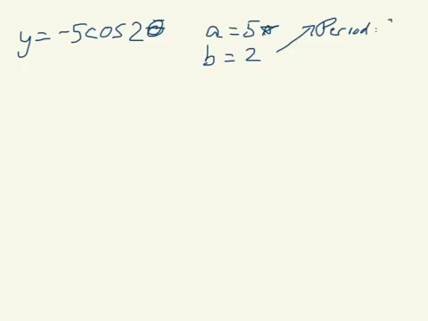is going to be 2 pi over b. It's always 2 pi over b for sine, cosine, secant, cosecant. So my period is going to be 2 pi over 2. And that's going to give me pi. Critical distance is always period over 4, so it's pi over 4.